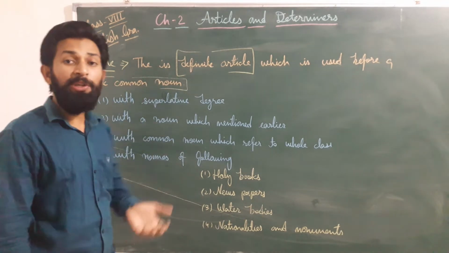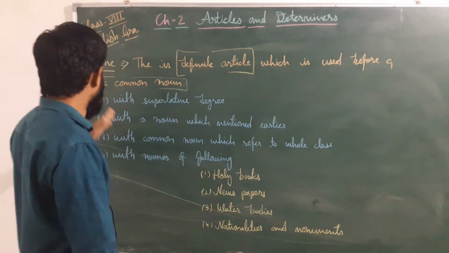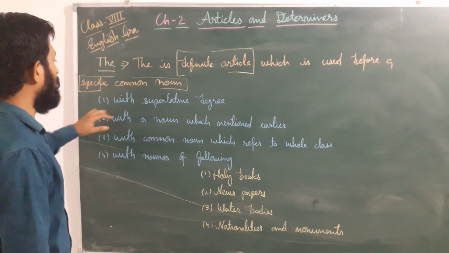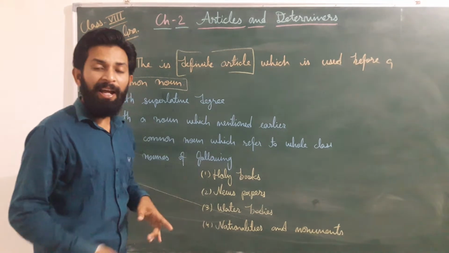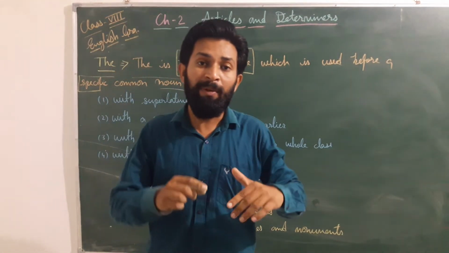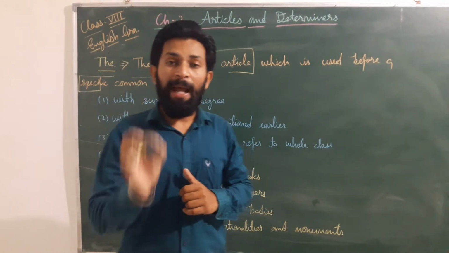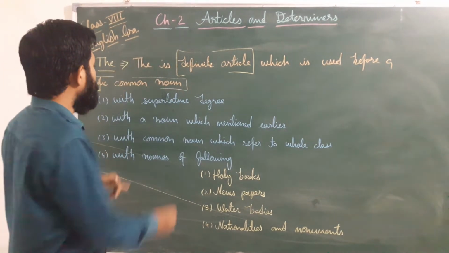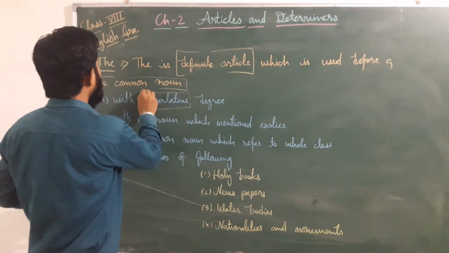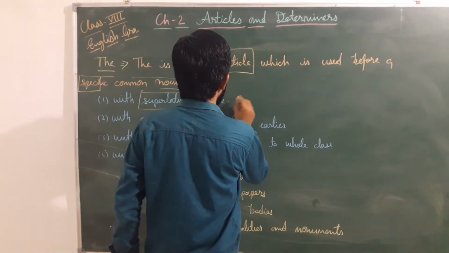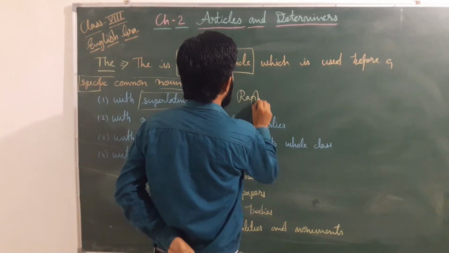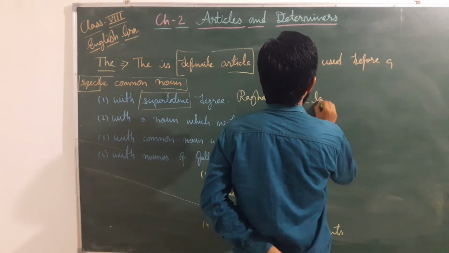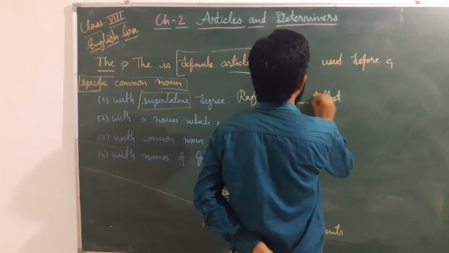And if we talk about the uses of the, then I have mostly written points here. In these cases you have to use the with the superlative degree. If in any sentence a superlative degree is placed after the blank, then you may be sure that the will be used. In the superlative degree case, you have to use the only. Like, Raghav is blank tallest boy.